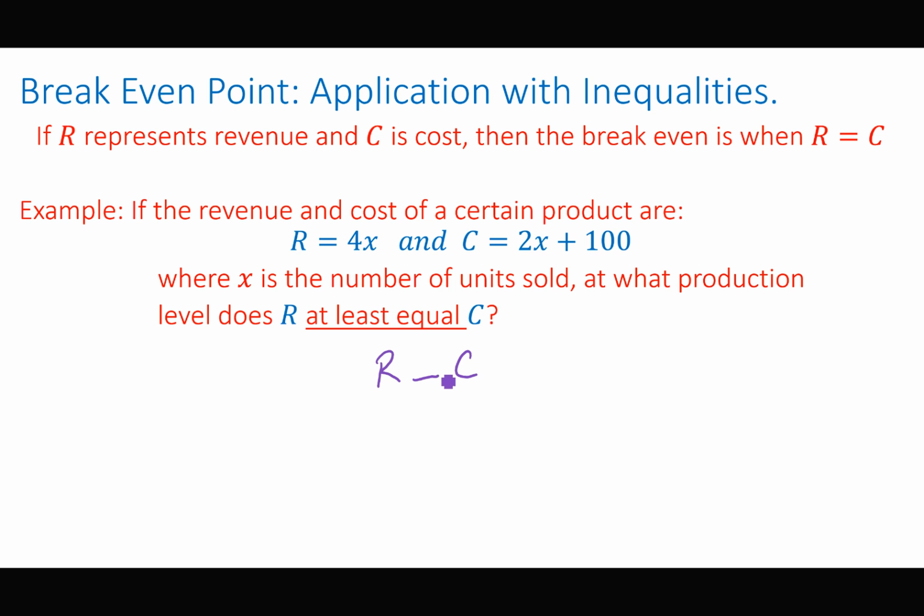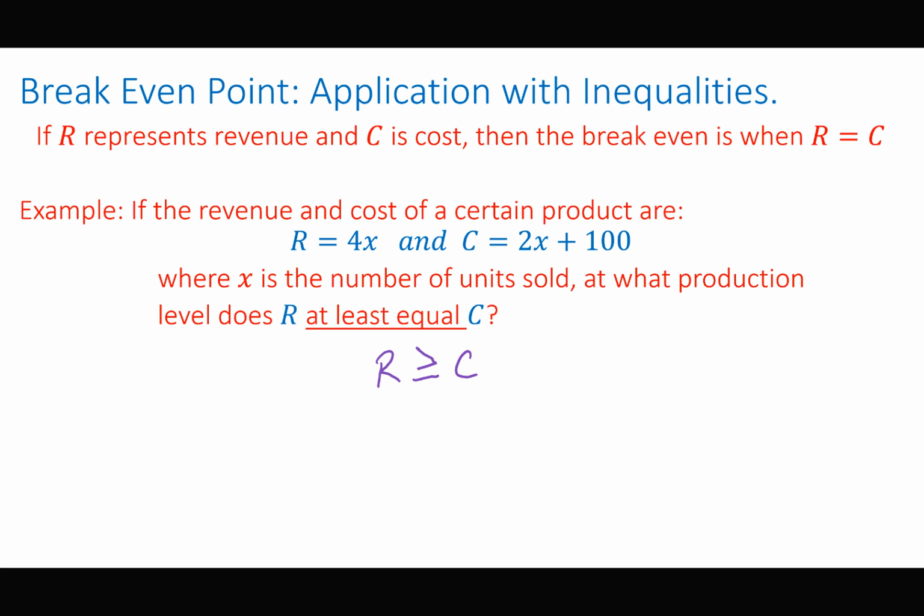So R is at least equal to C. So the smallest it would be is C. So R is actually greater than. So that's the tricky part with inequalities, is making that connection of what is going on. So R is at least, the smallest R would be C, otherwise R is bigger. So R is greater than or equal to C.